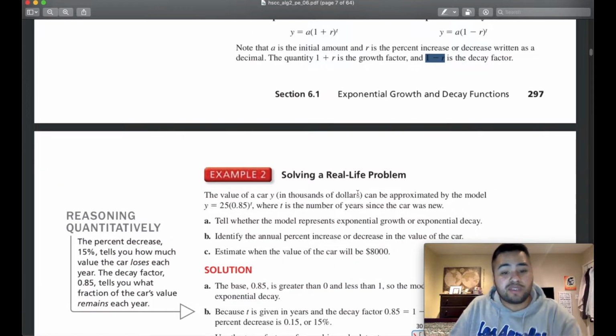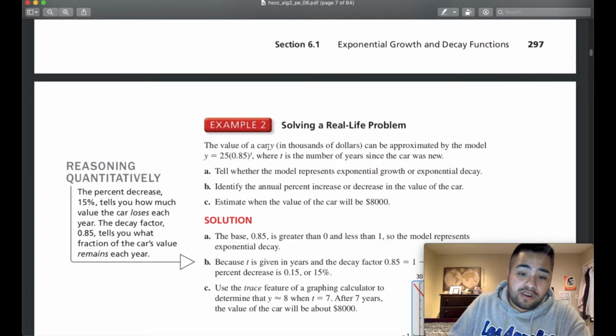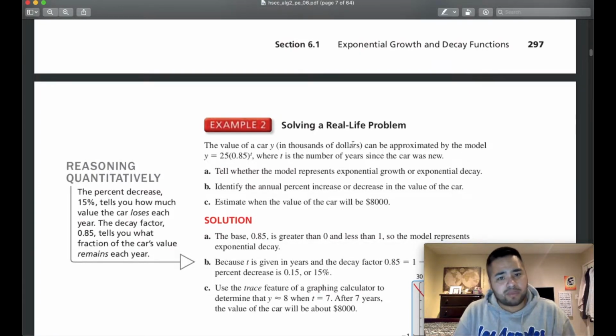Let's jump right into a real life example. Say you have the value of a car, y, in thousands of dollars. A lot of you know, and you can actually ask your parents, that when you buy a new car, the value of the car decreases the moment you exit the dealership. This is a really good example of a model of what the value of your car is going to be over the years. The value of your car can be approximated by the model y equals 25 times 0.85 to the power of t, where t is the number of years since the car was new.